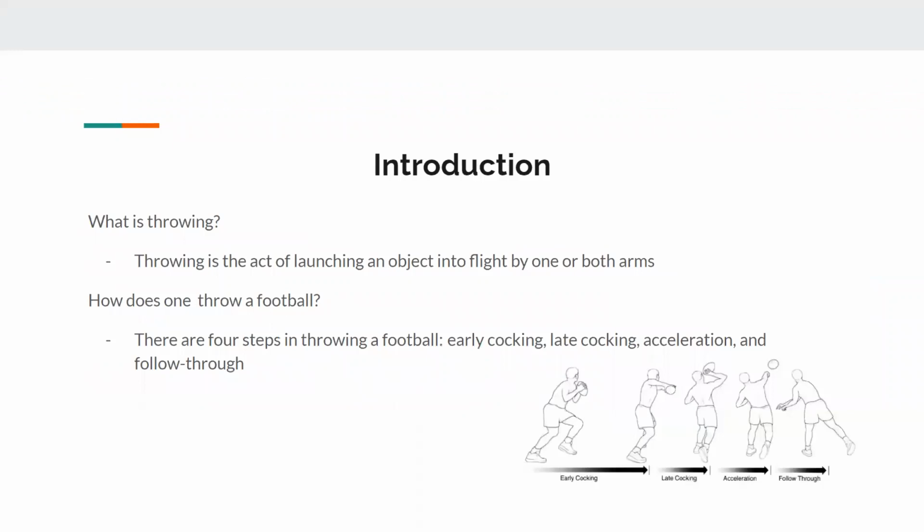So, what is throwing? Throwing is the act of launching an object into flight by one or both arms. How does one throw a football? There are four steps in throwing a football: early cocking, late cocking, acceleration, and follow through.